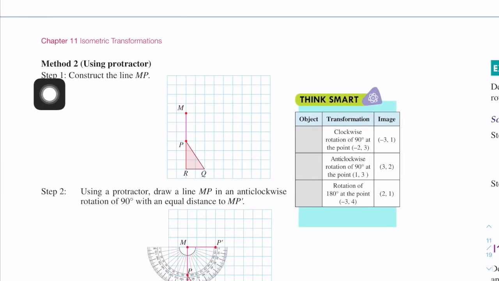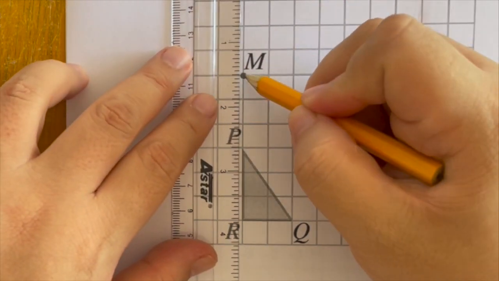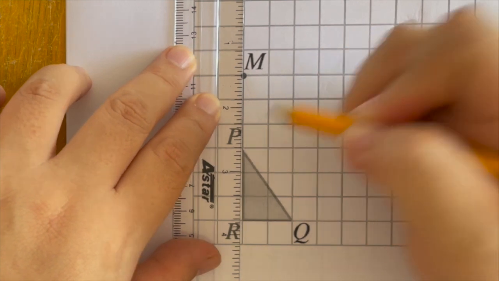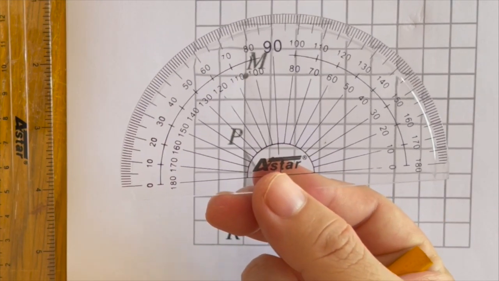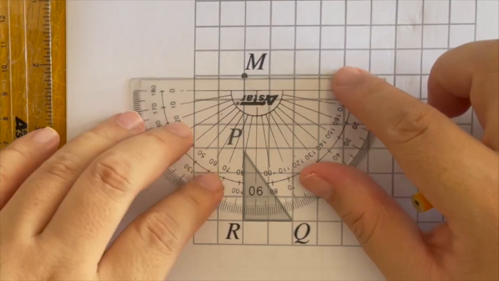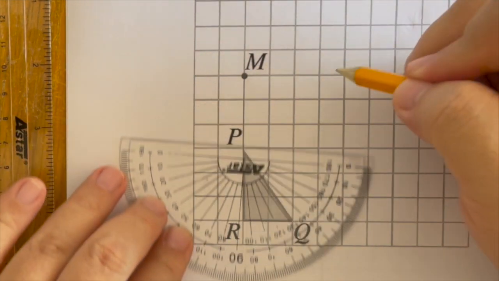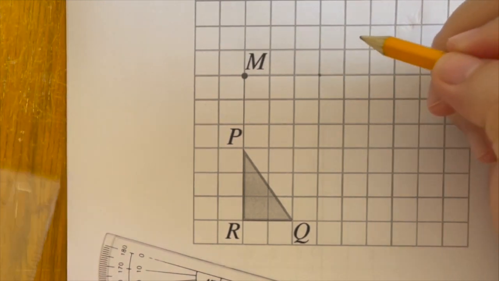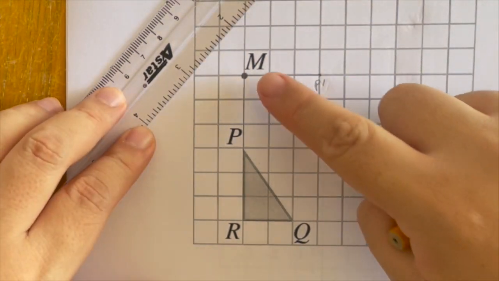Next method, method 2, you can also use protractor. So how can we do rotation of 90 degrees by using protractor? First you need to construct the line MP. Next, by using a protractor, you need to draw a line MP in an anti-clockwise rotation of 90 degrees with equal distance to MP prime. You can calculate the boxes for your reference. So there is your P prime.